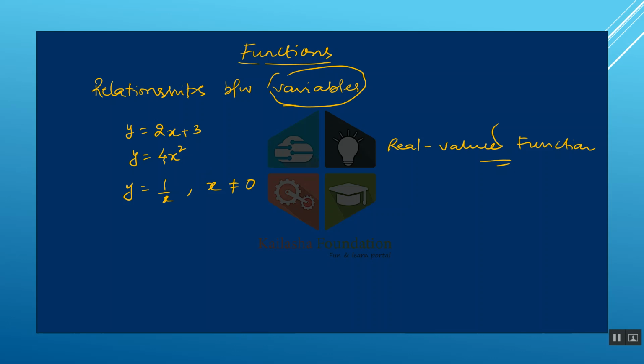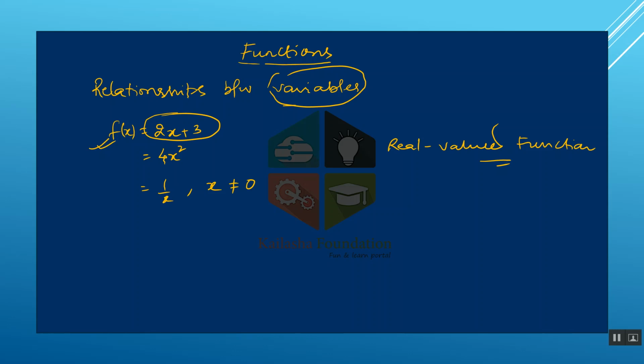We can also write f(x) in place of y. What does f(x) mean? f means function of x. x is the variable. Why x? Because this function is over x. x is an independent variable, and on that independent variable this function depends.